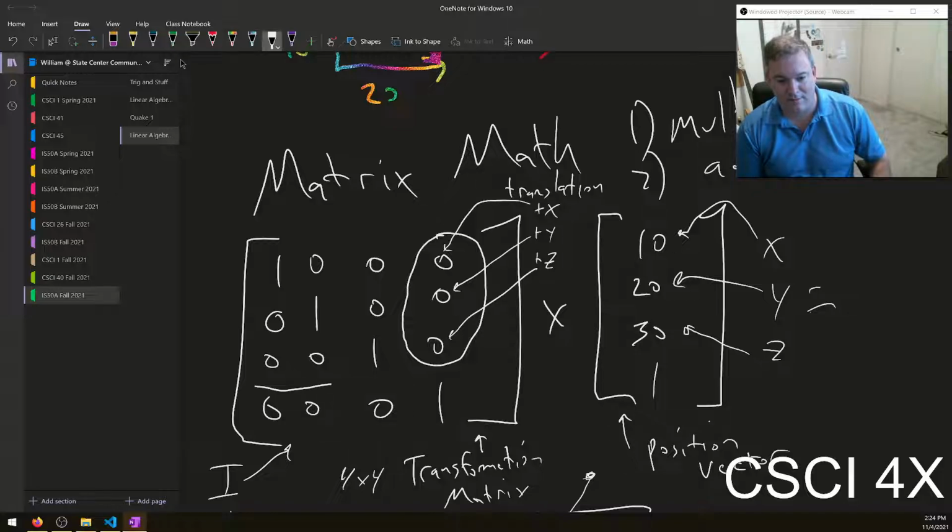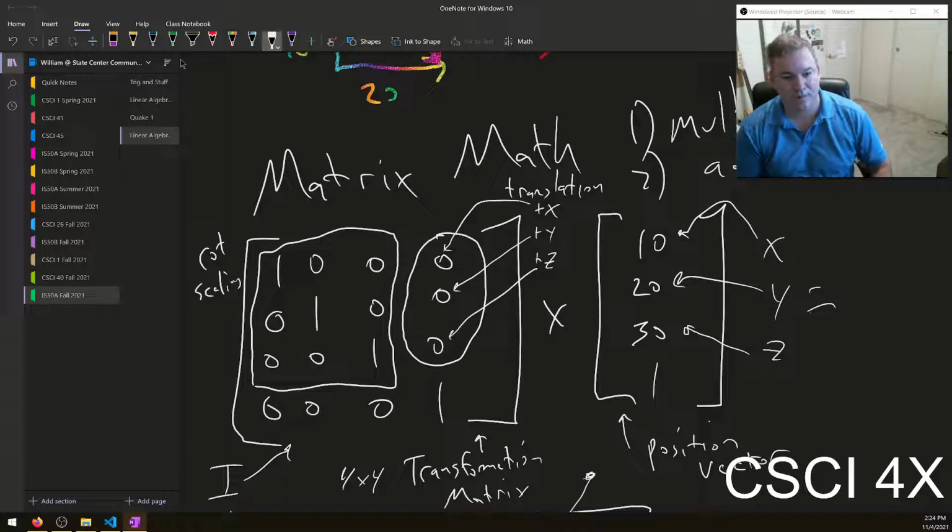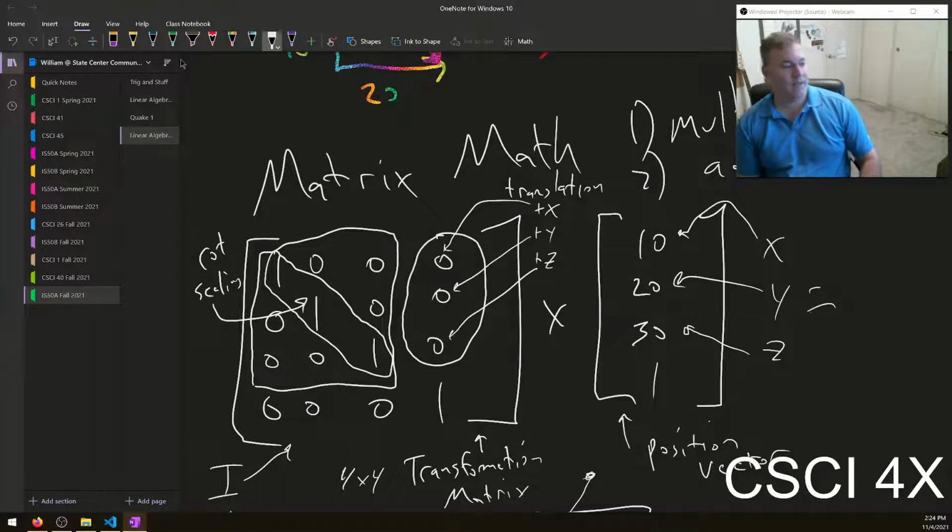This area here corresponds to rotation and scaling. So scaling is this. That's the scale of it. This is a scaling of 1. That's why it doesn't do anything. So scaling is that part. And then rotation is this 3 by 3 area here. And I'll explain what that means more in a bit.